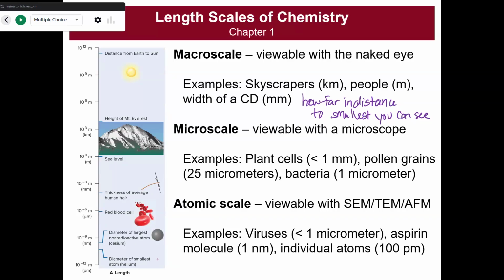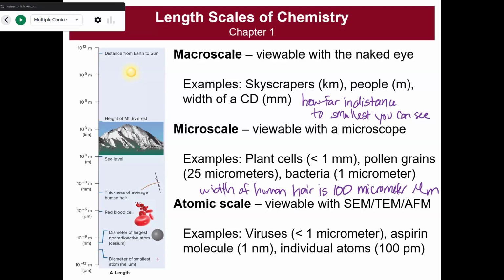So 1 micrometer, just to put that in scale for you guys, the width of a human hair is about 100 micrometers. We also call that microns sometimes. It's the little Greek mu, and then m for meters. So bacteria are 100 times smaller than that, but we can still see them with a microscope.